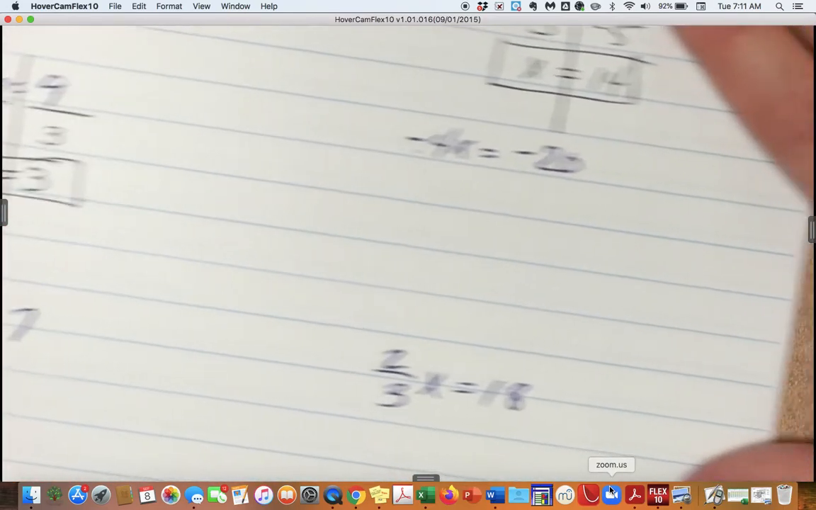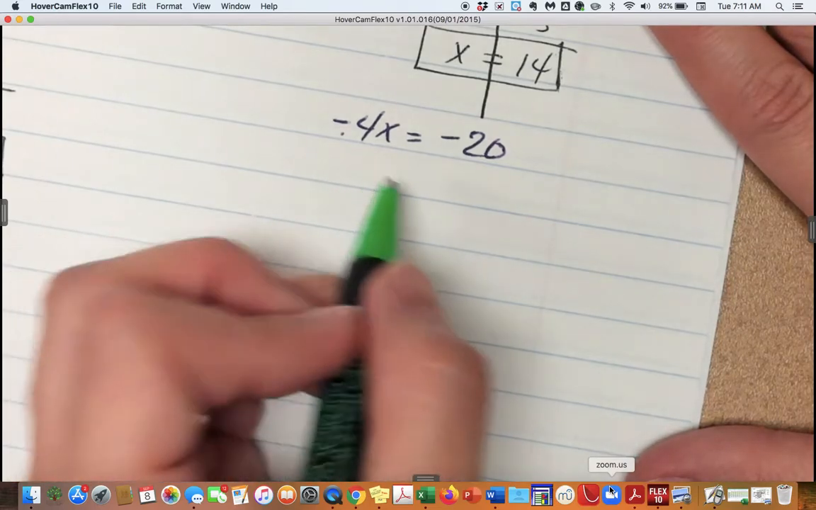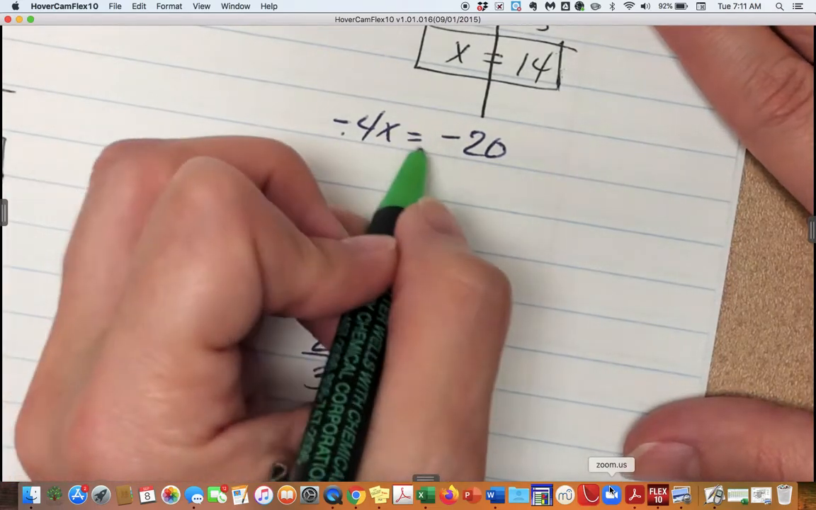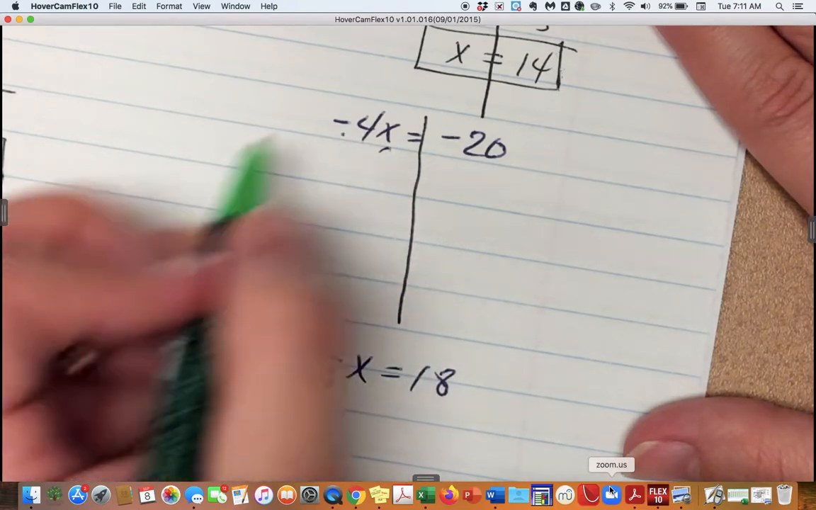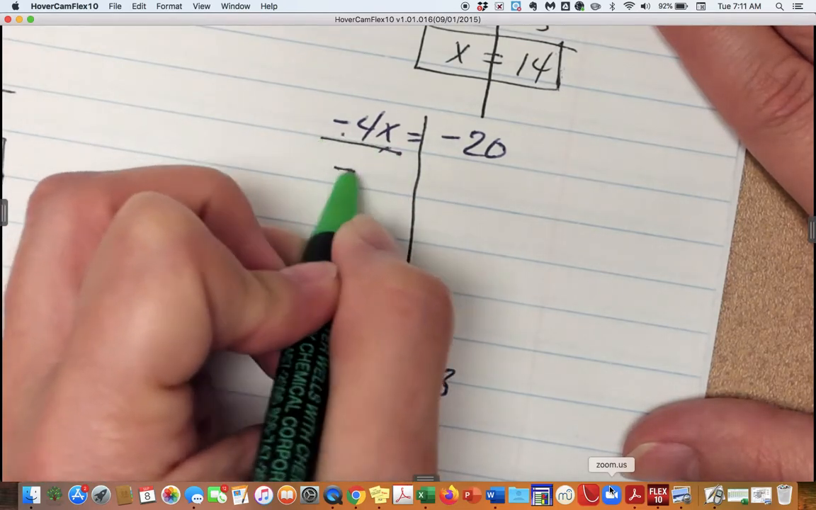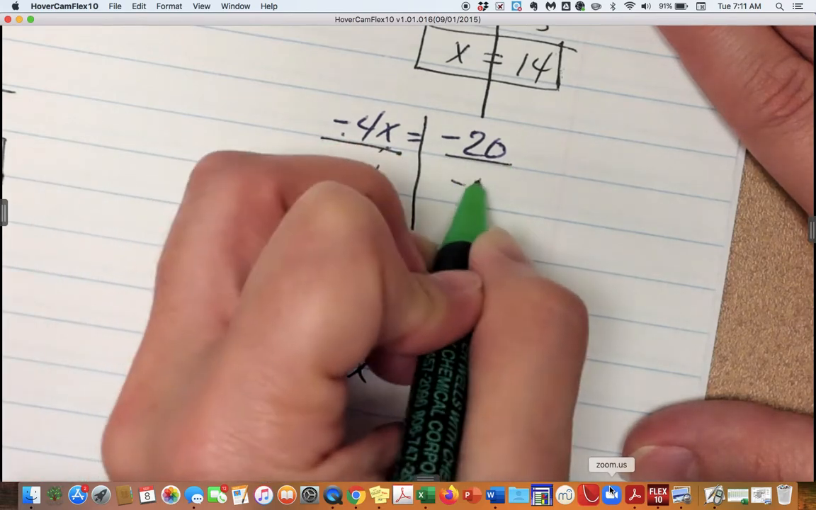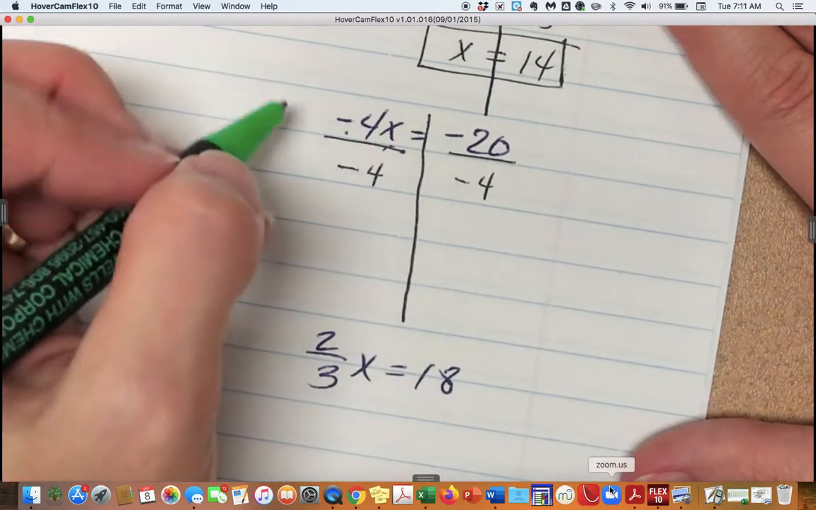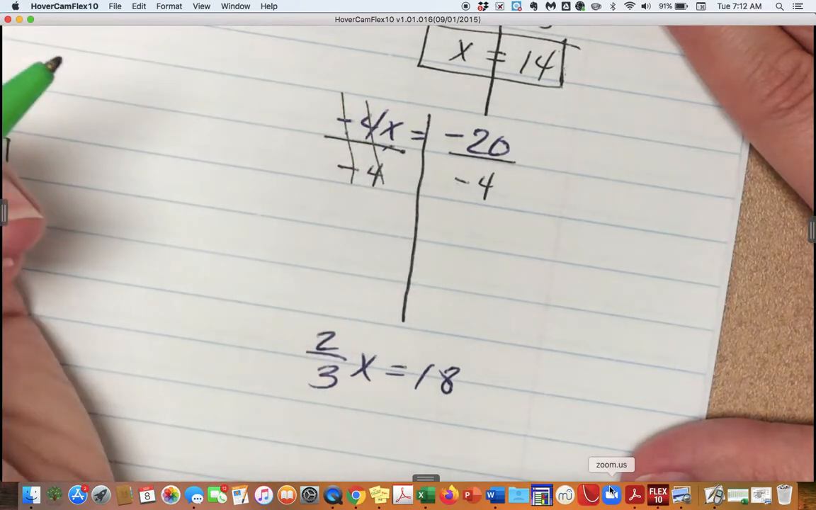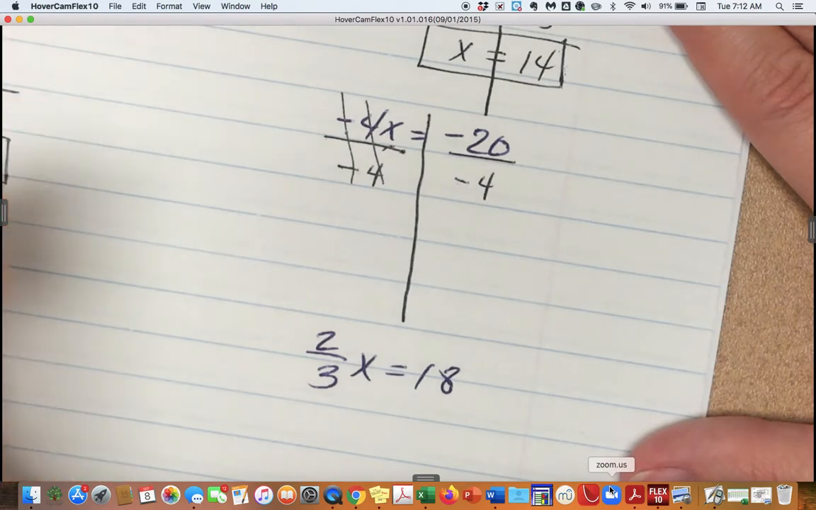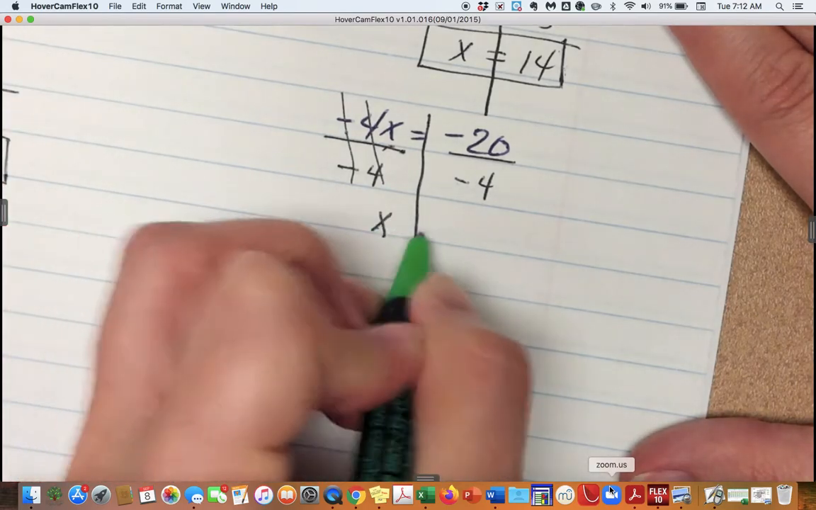Okay, try it again. If we have negative 4x equals negative 20, I can put my line in, find my variable, it's being multiplied by negative 4. So the opposite is to divide by negative 4. And I like to come through here and I want to make sure that my negatives cancel and my 4's cancel. Cancel is not the right word, it should be reduce. They should reduce to 1 because this is 1x.